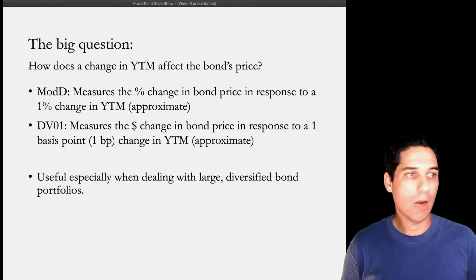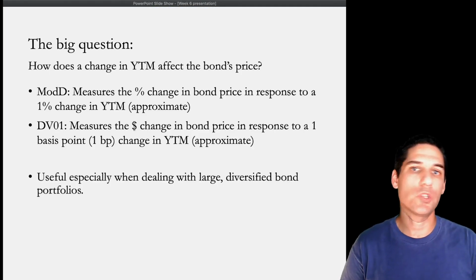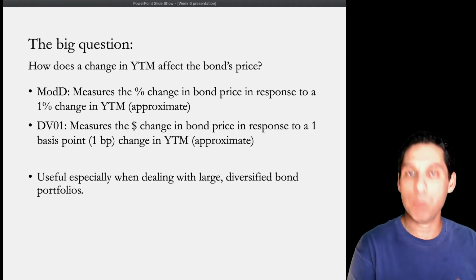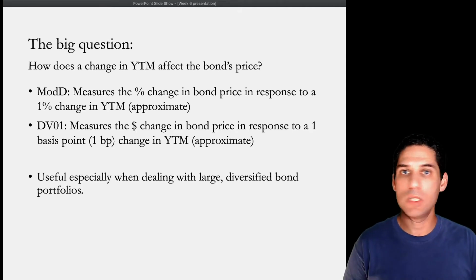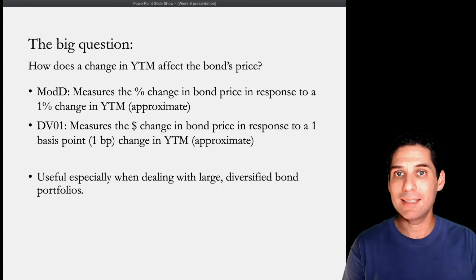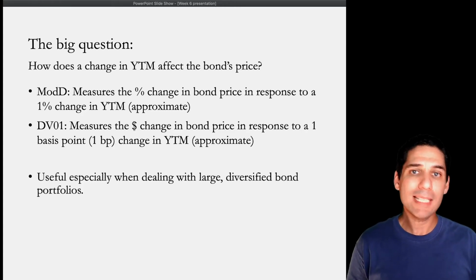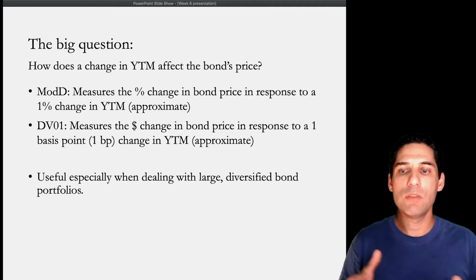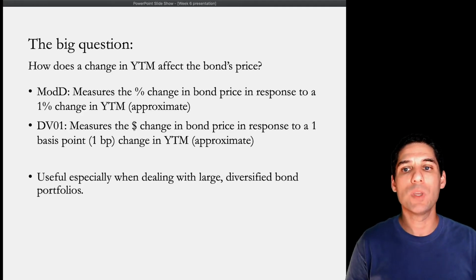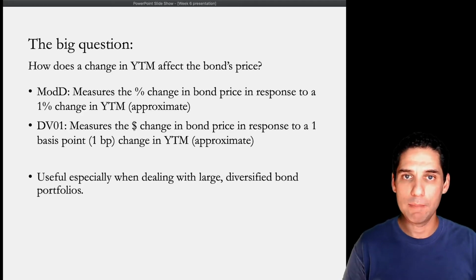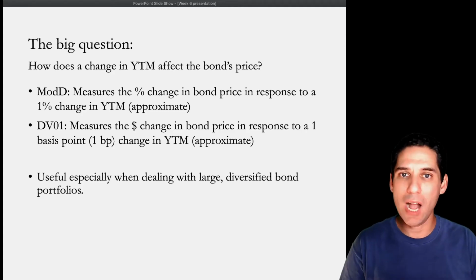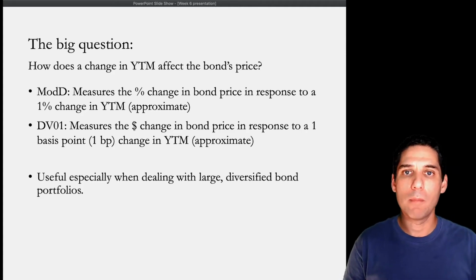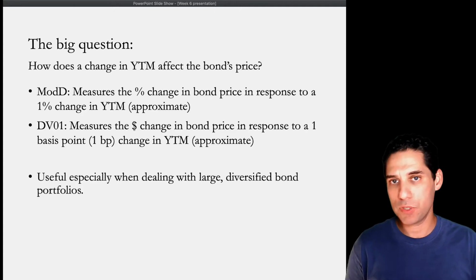Okay. All right, so the big question is, how does a change in yield to maturity affect the bond's price? And both of these measures will build on MACD, our interest rate sensitivity measure. ModD is something very specific. It measures the percent change in the bond's price in response to a 1 percentage point change in its yield to maturity. So imagine a 1 percentage point shock, up or down. What will happen to the bond's price in percentage terms?